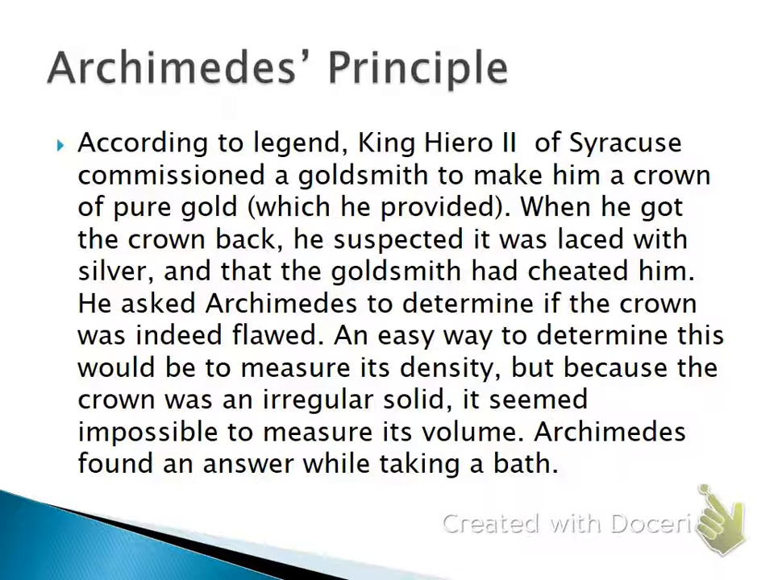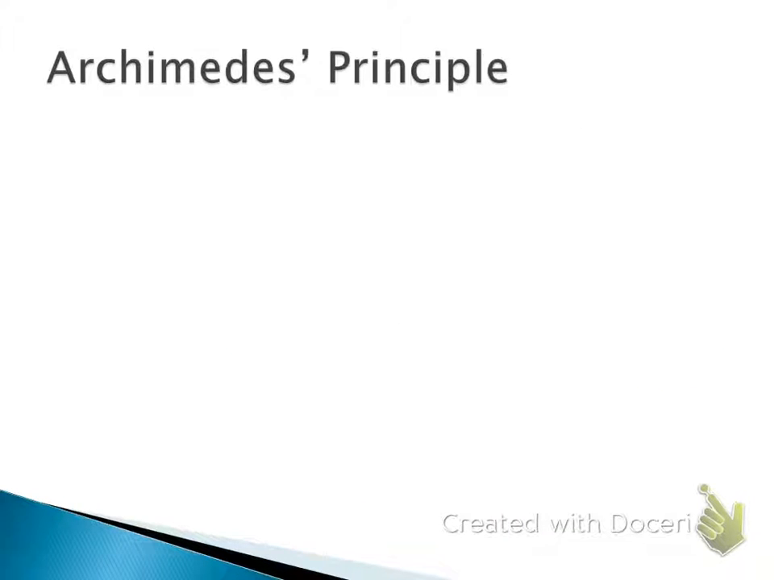Another thing I'd like for you all to know is about Archimedes' principle. The basic idea is that there was a king who asked Archimedes to test whether the crown that he had made was actually pure gold. Archimedes thought an easy way to do this would be to measure the density, but since it's an irregular solid, he can't just do a simple equation to measure it. So he was stuck for a bit.